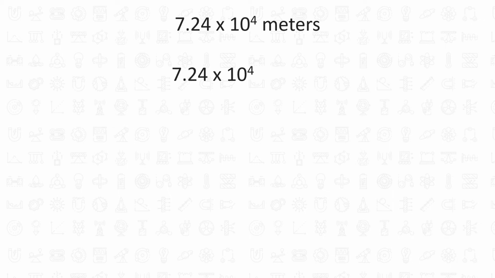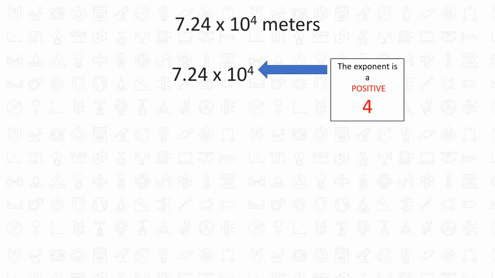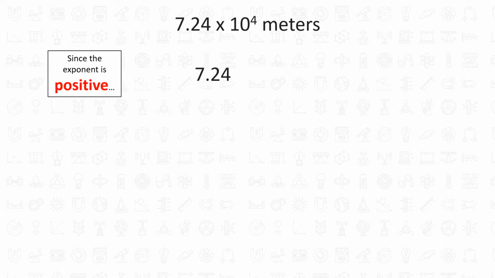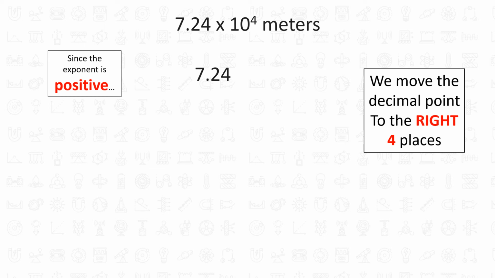So 7.24 times 10 to the 4th, we rewrote the original here. Here's our decimal point, all right? And so the exponent is a positive 4, so that tells us which way to move the decimal point. So we're going to get it to be representing a big number because it's a positive 4. All right, since the exponent is positive, we move that decimal point to the right 4 places.